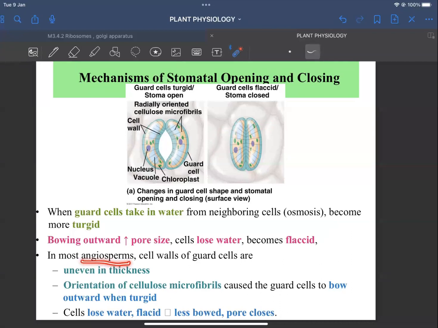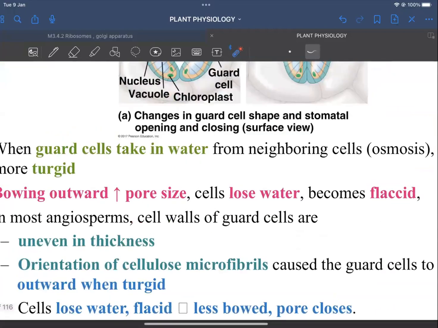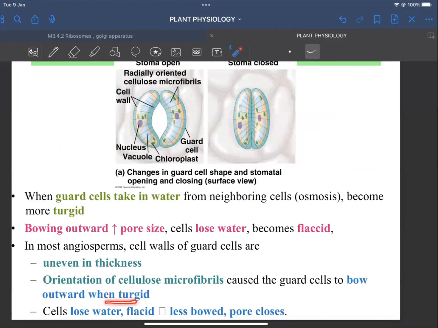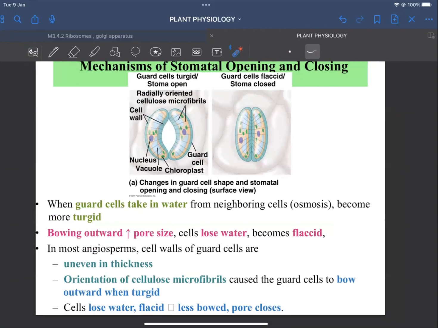In most angiosperms, which are the flowering plants, the cell walls of guard cells are uneven in thickness. The thickness is thicker over here, and it's going to be thinner over here. The orientation of cellulose microfibrils causes the guard cells to bow outward when turgid. But when the cell is losing water, it becomes flaccid and less bowed, and the pore is going to be closed.